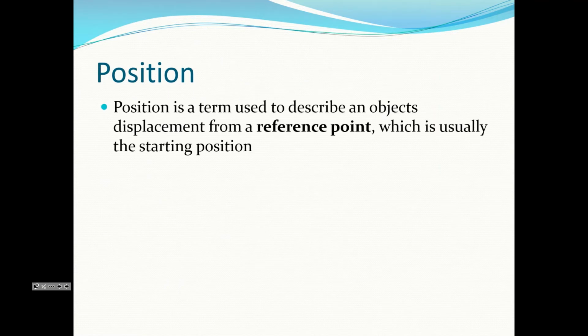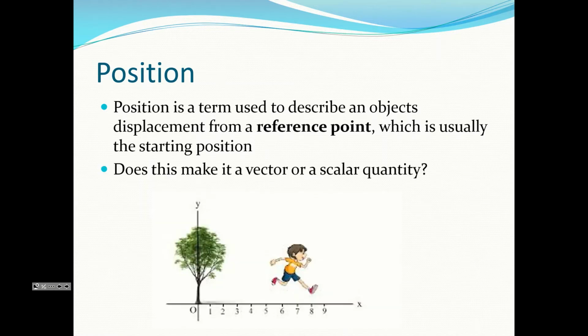Position is another term that comes up, which describes an object's displacement from a reference point, which is usually a starting position, right? So we can see that we have this tree here as our reference position, and I would say that this kid is 7, these are meters, so 7 meters away from the tree. So does that make it a vector quantity or a scalar quantity? Well, I'm still giving a direction, right? It's 7 meters away from the tree, so it's a vector quantity.